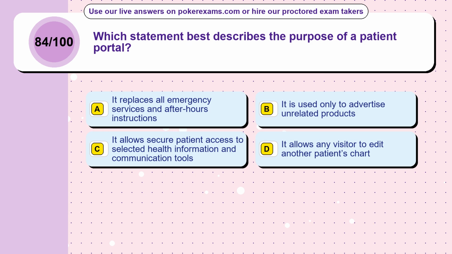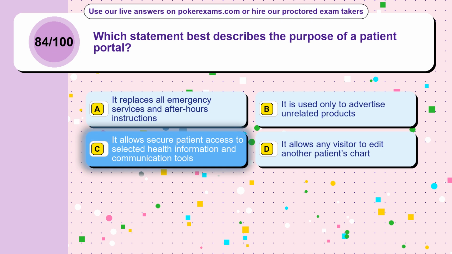Question 84. Which statement best describes the purpose of a patient portal? Option A. It replaces all emergency services and after-hours instructions. Option B. It is used only to advertise unrelated products. Option C. It allows secure patient access to selected health information and communication tools. Option D. It allows any visitor to edit another patient's chart. The correct answer is option C.